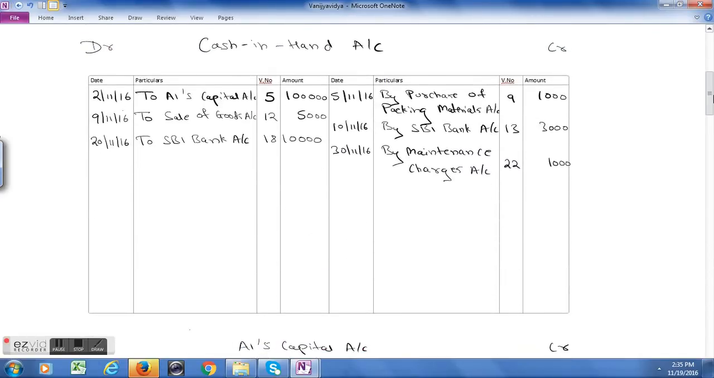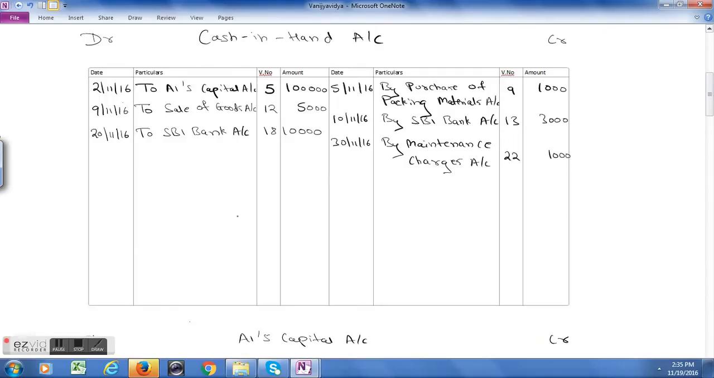Now the next account, that is cash in hand. We will take a total of the debit and credit side. We'll be writing it separately first. We need to find out which total is greater, since there are a lot of transactions. So debit side total is how much? 1 lakh plus 10,000 plus 5,000. So that is 1,15,000.